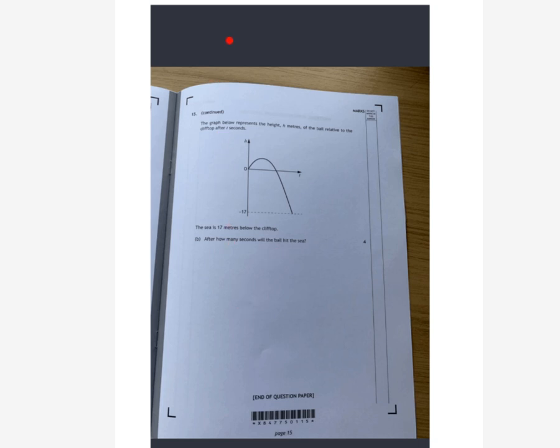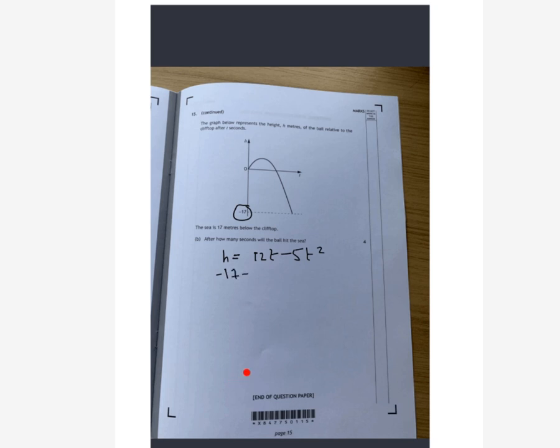next page, they're describing kicking the ball, and the graph below represents the height h meters of the ball relative to the cliff top after t seconds, and the sea is 17 meters below the cliff top. After how many seconds will the ball hit the sea? Is h equals 12t minus 5t squared, where h equals negative 17.